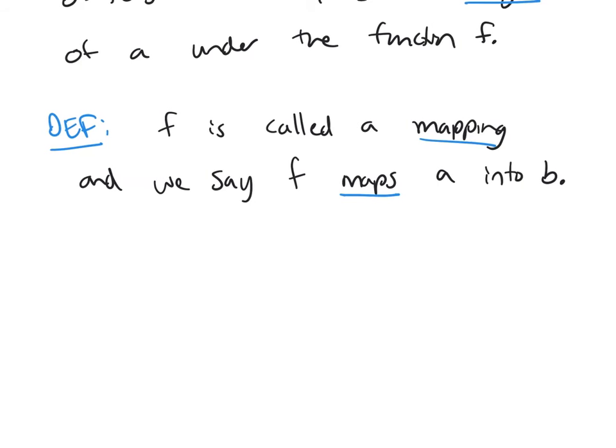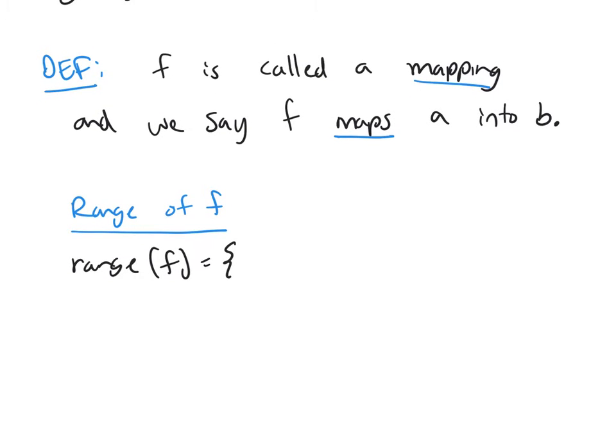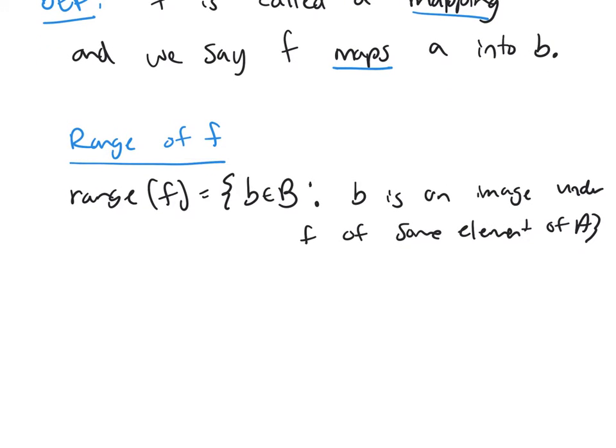All right, so now that we have those, let's next talk about the range of F. So we're going to write it as a set here, the range of F. Well, the range is all the outputs of your function essentially, so it's all the elements B in your set B, where B is an image under F of some element of A. So that just means I'm taking all the outputs of my function, so really it's all the values f of x where x is in A.